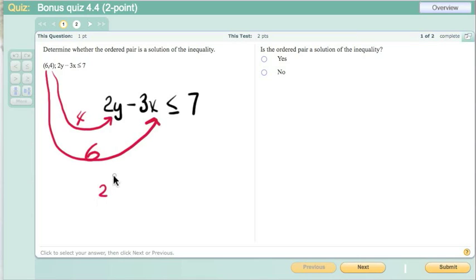So we're going to have 2 times the quantity 4, which is what x is equal to, minus 3 times the quantity 6, which is what y is equal to. We want to know if the result of that arithmetic is less than or equal to 7. Is 8 minus 18 less than or equal to 7? And the answer is, of course it is. This is a negative number, and a negative number is less than 7. So the answer here is going to be yes.